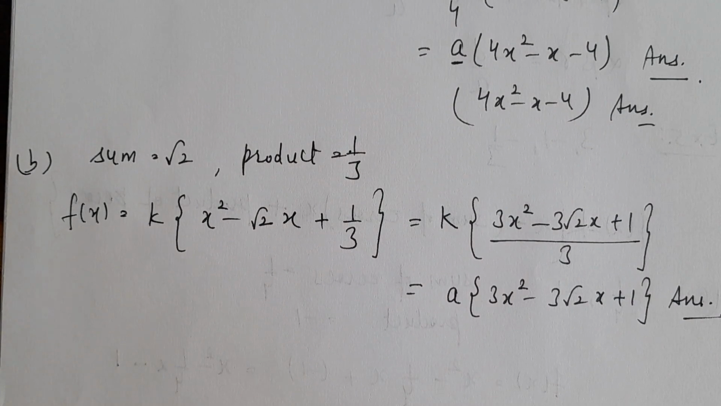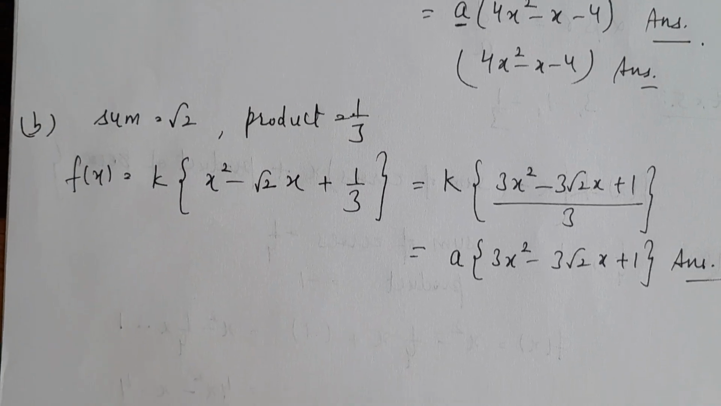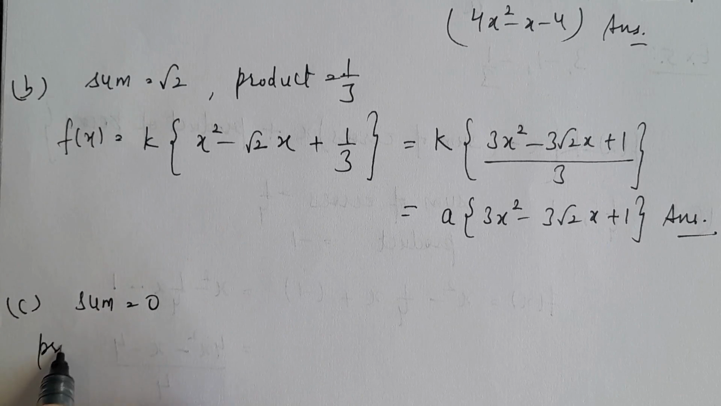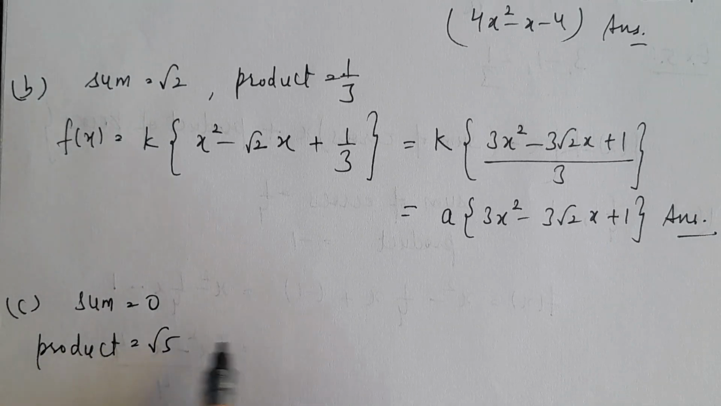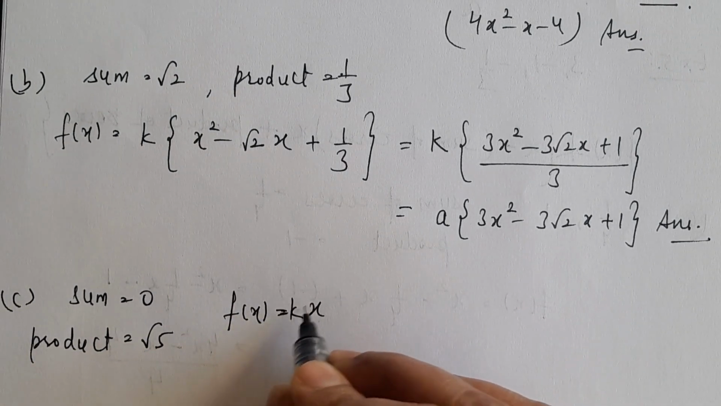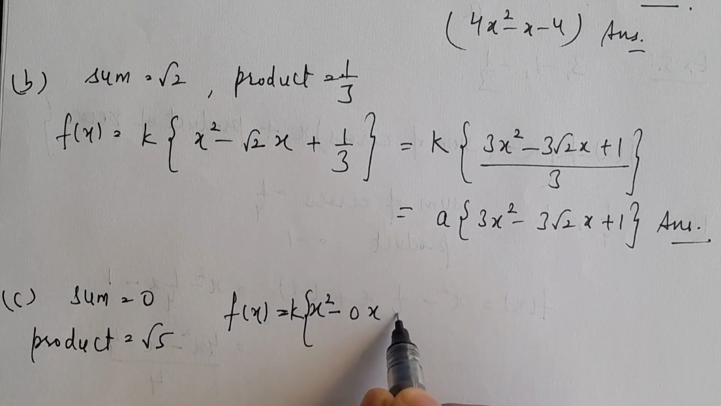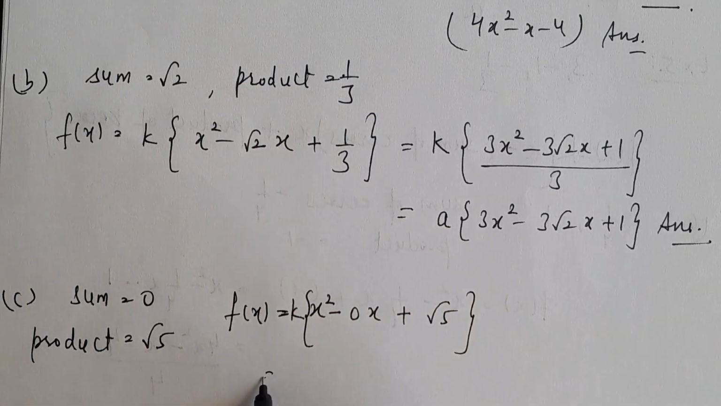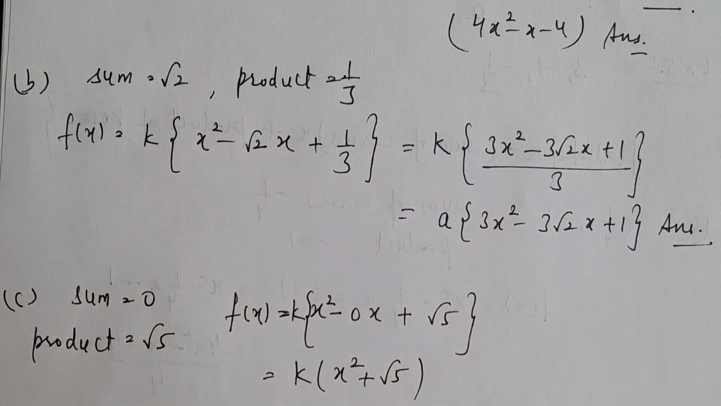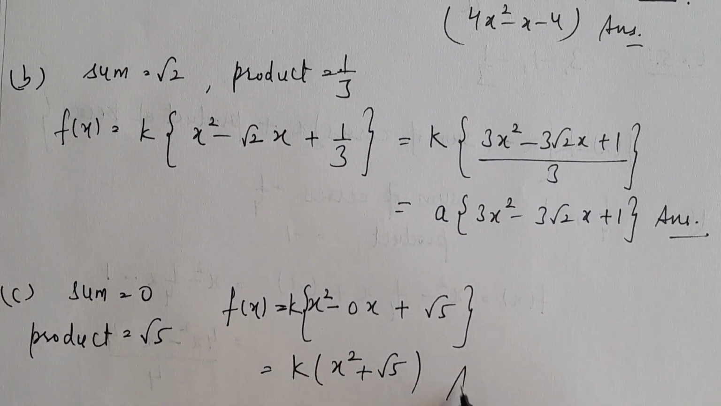So by this we can construct any quadratic polynomial when the sum and product of the zeros is given. So let's do one more part. When the sum is given as 0 and the product of the zeros is given as √5, we can construct the polynomial as f of x = k into x square minus sum of the zeros, sum is 0, so 0 into x plus product, that is √5. So it will become a very simple equation. x square, 0 into x will be 0, plus √5. That means the second term is 0 here because the coefficient is 0.